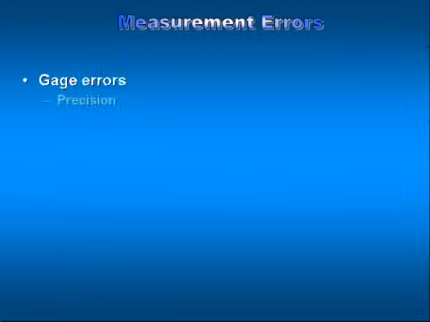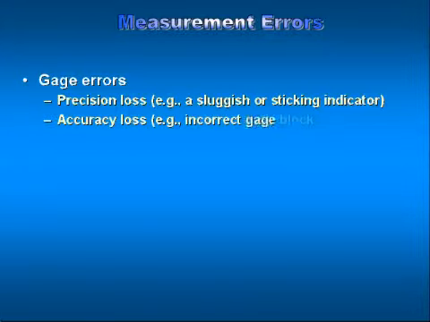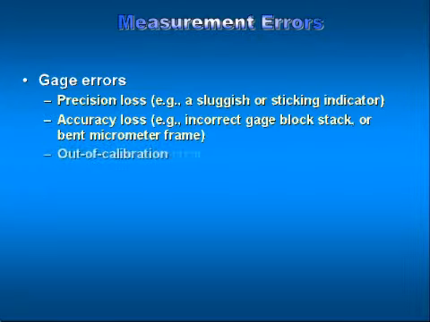Continuing with measurement errors are gauge errors and part errors. Examples of gauge errors are precision loss, accuracy loss, and out of calibration errors. An example of precision loss is a sluggish or sticking indicator. An example of an accuracy loss is an incorrect gauge block stack or a bent micrometer frame. And then, of course, there is out of calibration error where the calibration sticker ran out or the part was dropped and needs to be recalibrated.